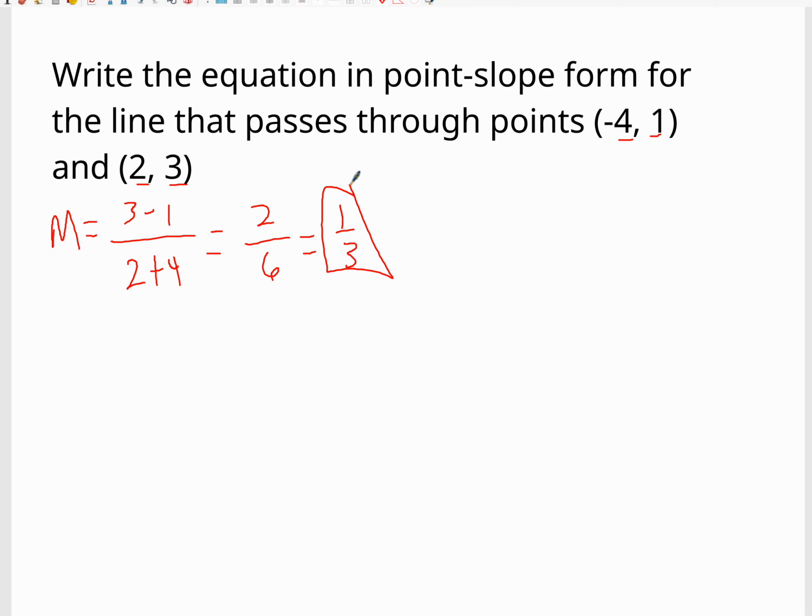Would it be wrong to use the other one? No, you could use either point. It doesn't matter which one you use, you can use either one. It just depends on what you prefer.